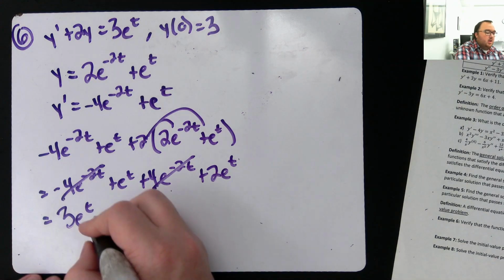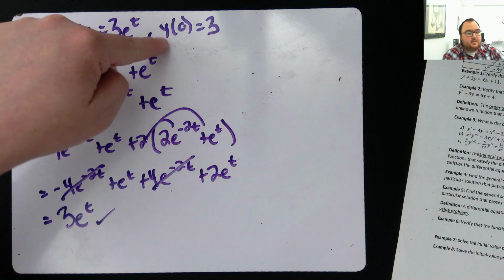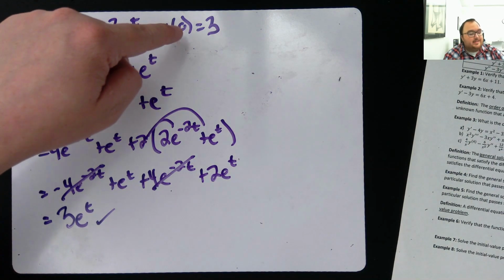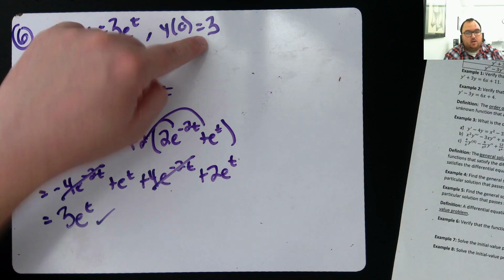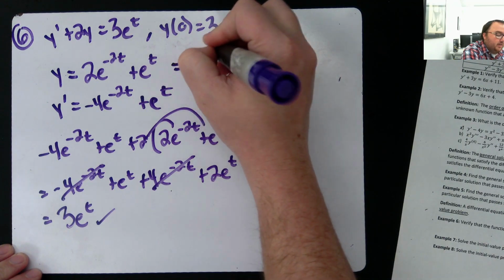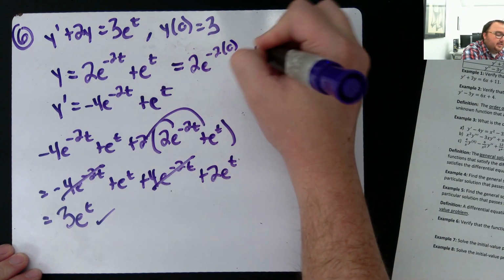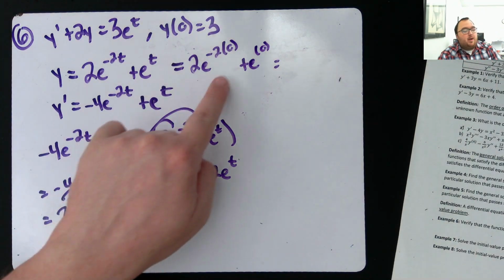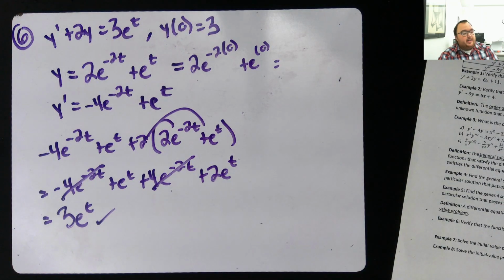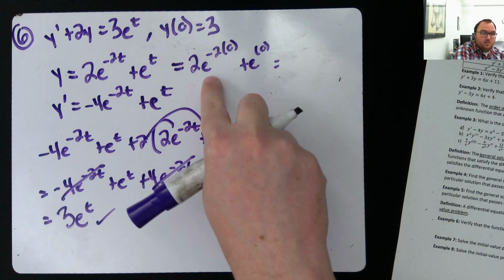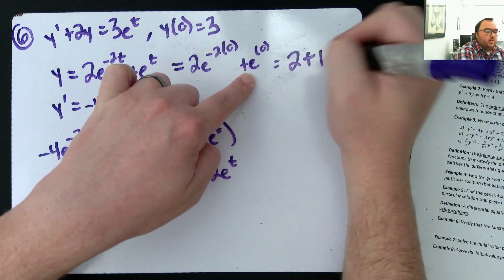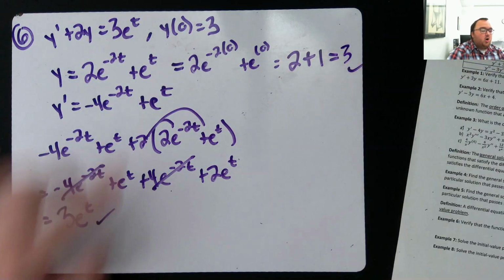So that's good. But they also give me a point, so I need to also make sure this point will work. So if I plug 0 in, I should get 3. Let's see if that happens. Plugging 0 in gives me 2e to the negative 2 times 0 plus e to the 0. My power here would be 0. e to the 0 is 1. 1 times 2 is 2. Plus e to the 0 again is 1. 2 plus 1 is 3. So that also is good.